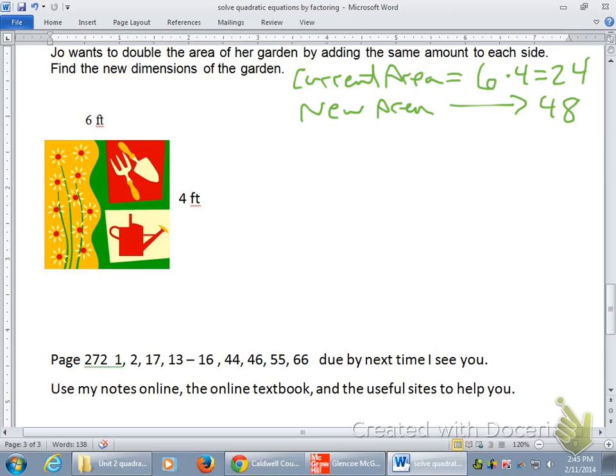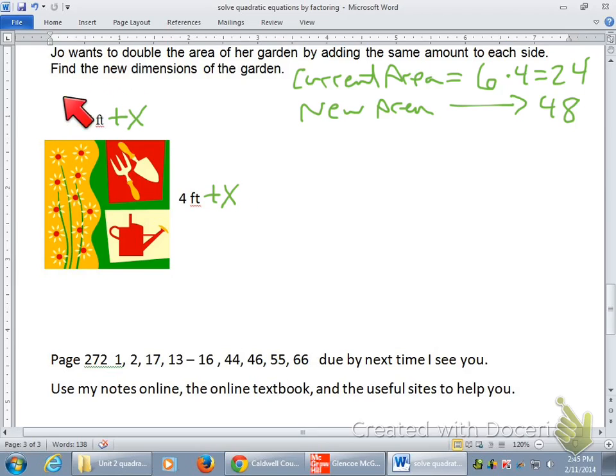Now, how is she going to force it to be 48? She's trying to add the same amount to each side. Well, how much is that? Do we know? No. Is this algebra? X. Yeah, that's our x. She wants 6 plus x here and 4 plus x down here. I don't know how much to add, but I know it has to be the same, so I have to use the same variable.